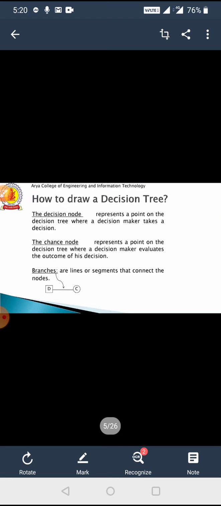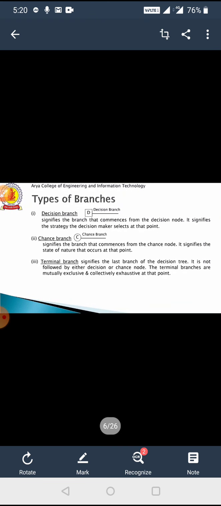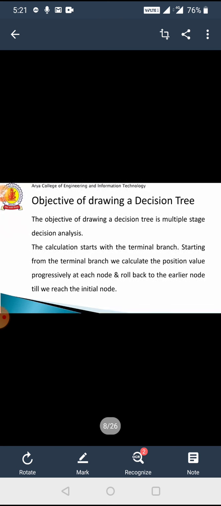Branches are given by this type. Decision branches: the branches that commence from the decision nodes signify the strategy the decision maker selects at that point, and chance branches, the branches that commence from a chance node, signify the states of nature which occur. Then terminal branches: the last branch of a decision tree, which may not be followed by either a decision or chance node. The terminal branches are mutually exclusive and collectively exhaustive. This is the diagram of how we represent a decision tree.